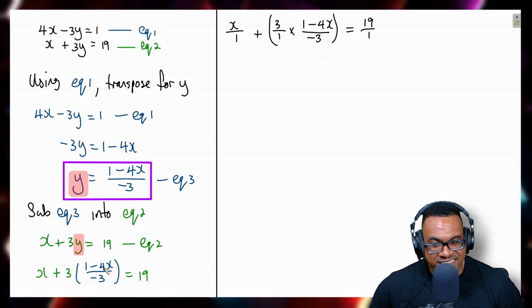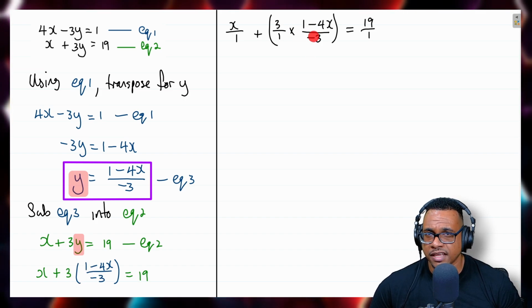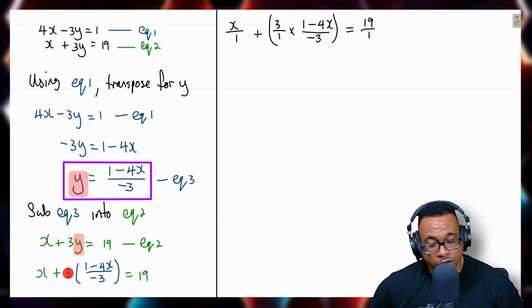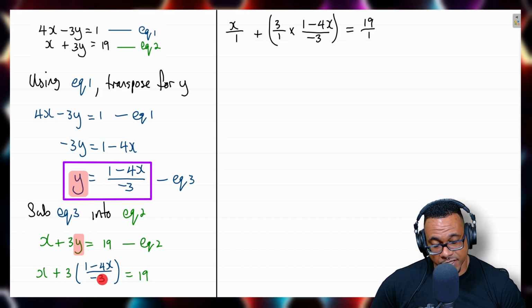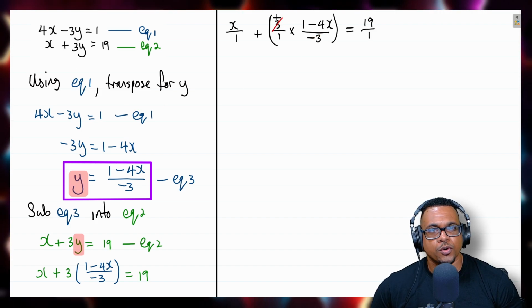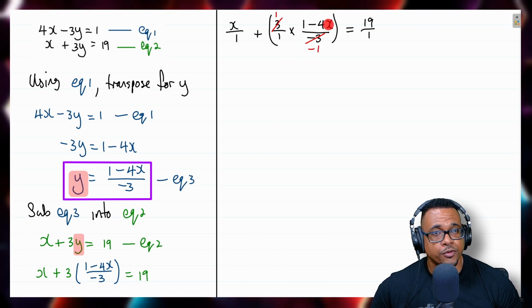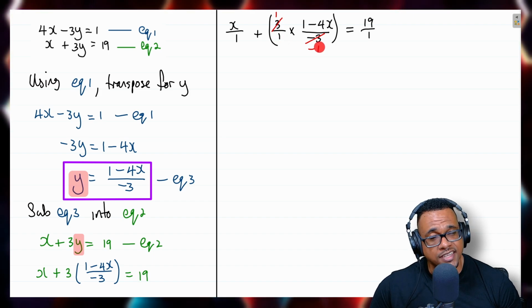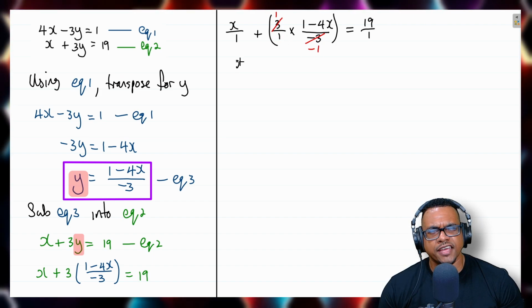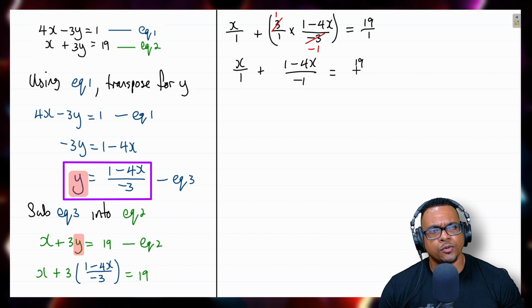Now, if you understand that, there's no need to write it out like this. You'll understand that this is 3 over 1, and that 3 could cancel with this negative 3 here. As you can see, 3 and 3 could cancel. So 3 into 3 is 1, and 3 into negative 3 is negative 1. So 1 times this 1 take away 4x gives you back 1 take away 4x, and 1 times negative 1 is negative 1. So we'll have x over 1 plus 1 take away 4x over negative 1 is equal to 19 over 1.